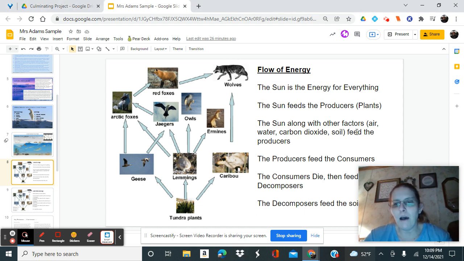So this is my way of explaining the flow of energy. Okay, I just need to know that you understand this, and that you can show it in a model and you can explain it. All right, that's what that means.